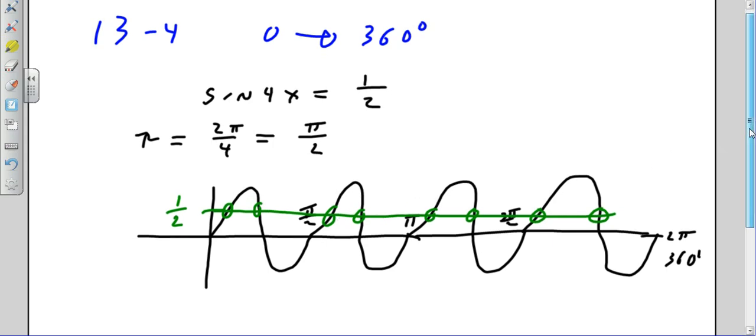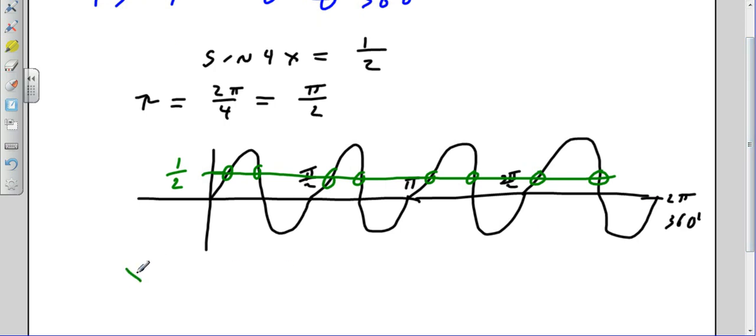Alright, so now I got to go find all 8 of them. So what can x be? Well, if that's the sine of 30, then the sine of 30 is 1/2. So this first guy is going to be 30 divided by 4. So what's 30 divided by 4? That'd be 7.5. So the first x happens at 7.5 degrees.